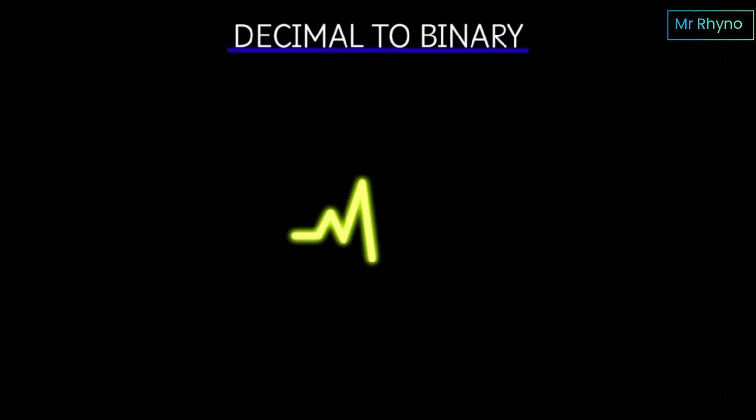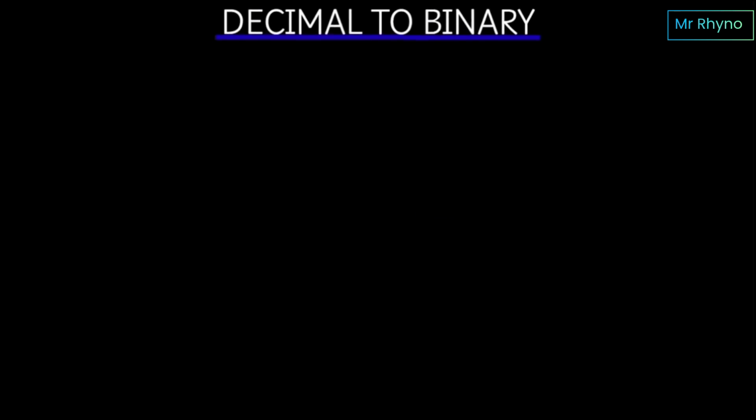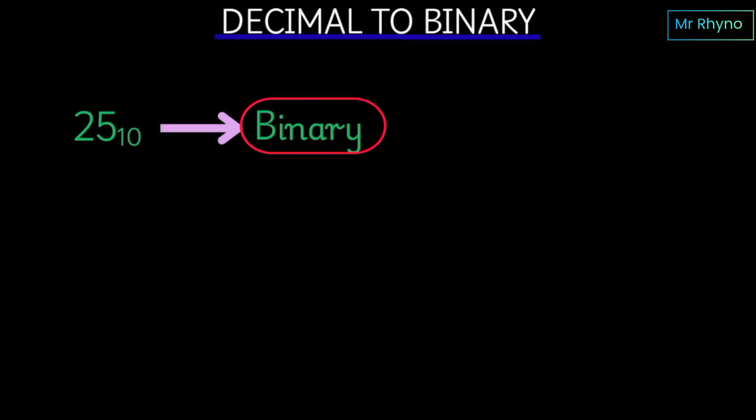Now, how do you convert a decimal number to its binary equivalent? In this video, we are going to make you understand this concept clearly. And we begin with this example, 25 to base 10. Remember, this is a decimal number, and we're supposed to convert this to its binary equivalent.